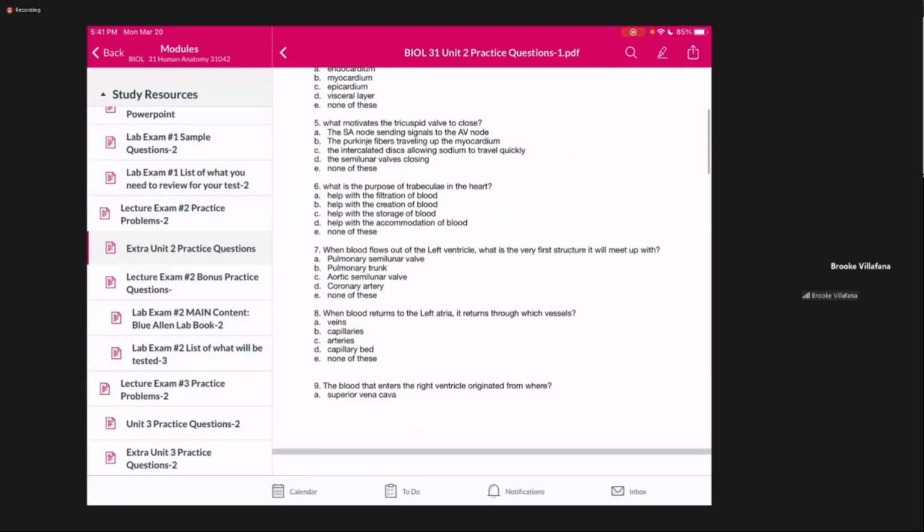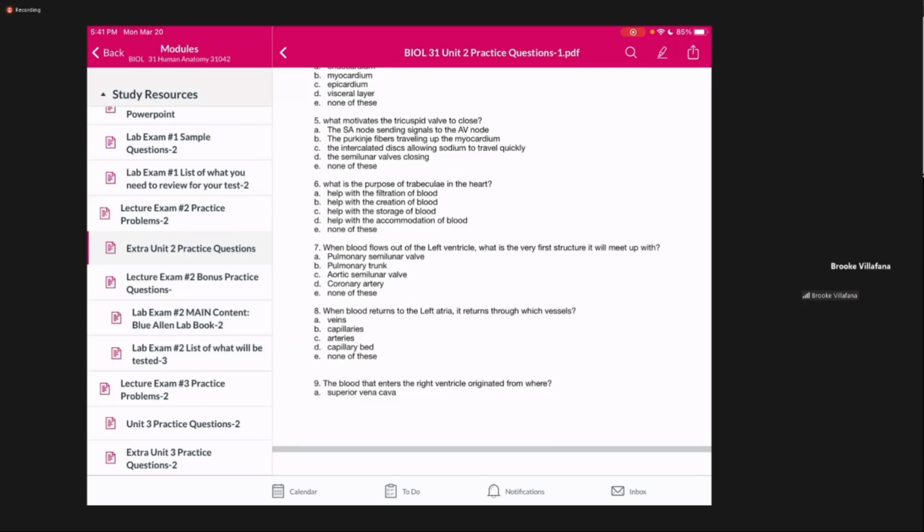Okay, so I think I have a few different answers there. So remember that the tricuspid valve is going to close in the right ventricle, between the right atria and the right ventricle. It's going to close because of pressure, right? So when the blood fills that right atria and the blood flows down into the right ventricle, as the right ventricle fills with blood, it's going to get behind the valve, the tricuspid valve, and cause it to shut. There is no consequence to the Purkinje fibers traveling up the myocardium.